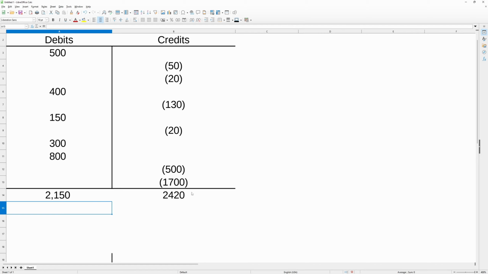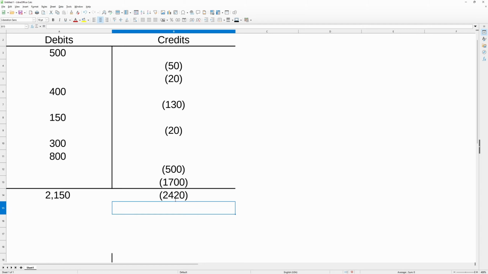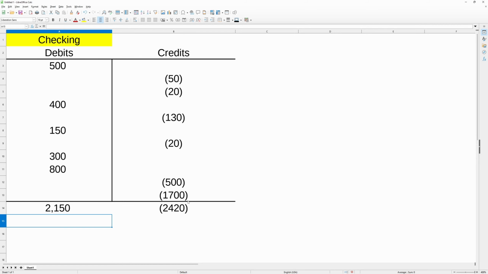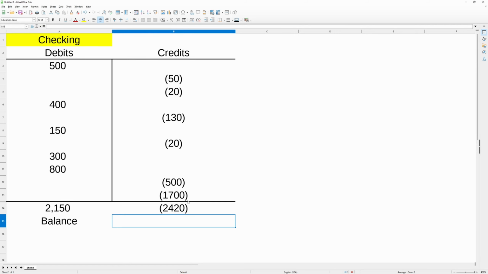Now we see that we have actually run this account into a negative. So we will see that this is 2,420. So we have now overdrafted our checking account. And we are at a loss of 2,420. That would be, so 2,150, 2,250, 2,350. So that will be $270 that our account is currently overdrafted at the bank.